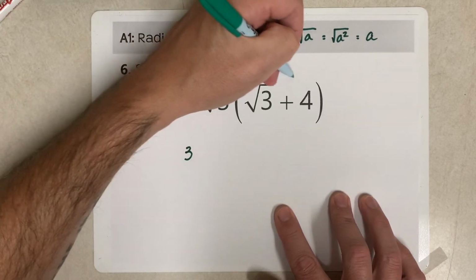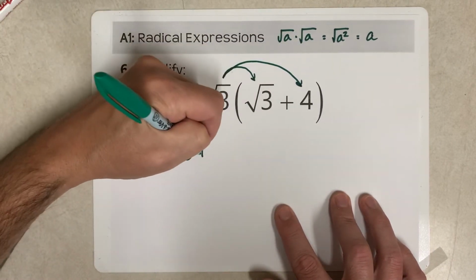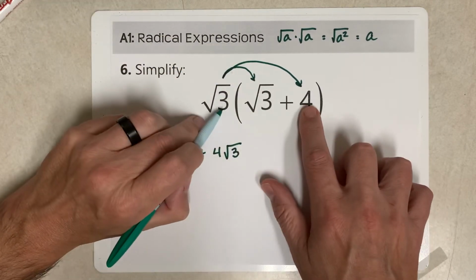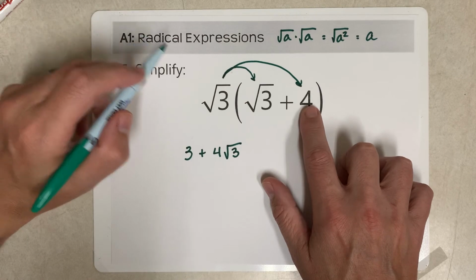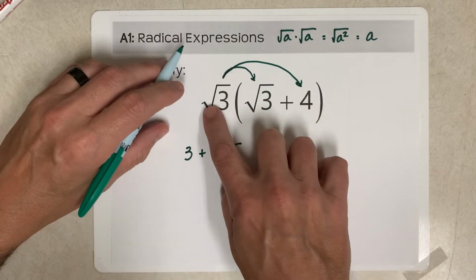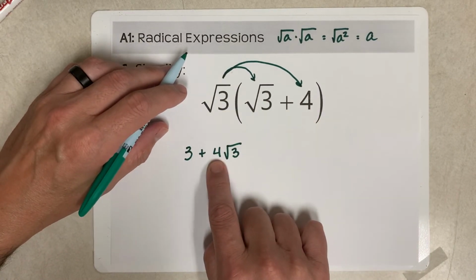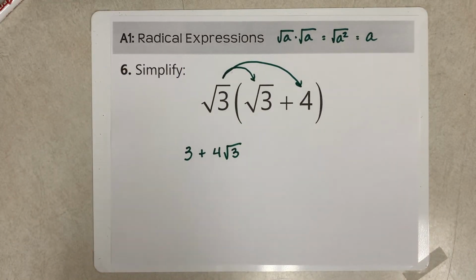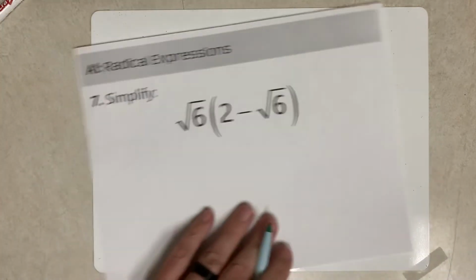Root 3 times 4 is going to be plus 4 root 3. You couldn't multiply these together because this one doesn't have a square root on it. You just have to put the 4 in front of the root 3 as a multiplier. 4 times root 3, done. And there's nothing else you can do with that. All right, let's try this one.